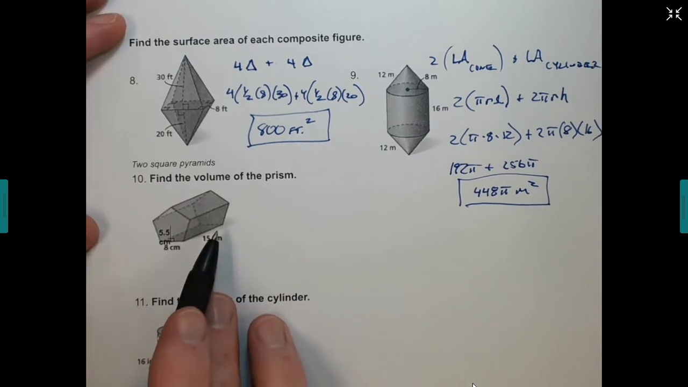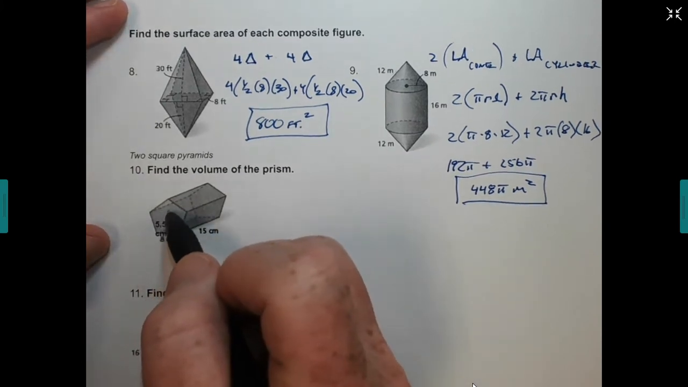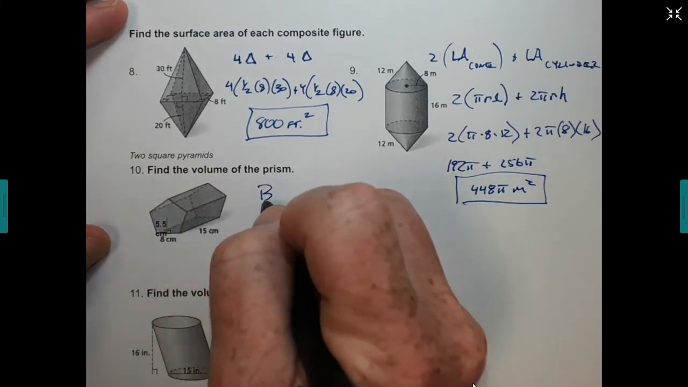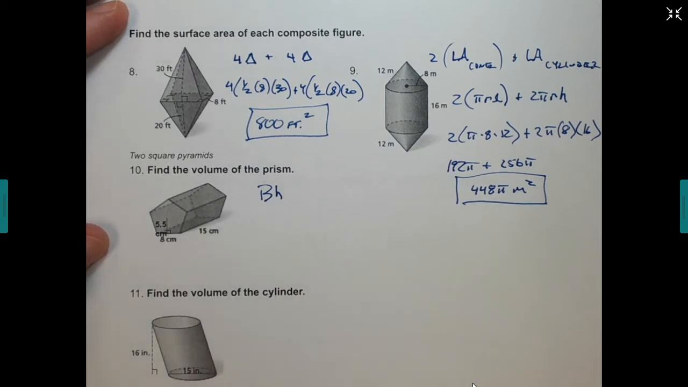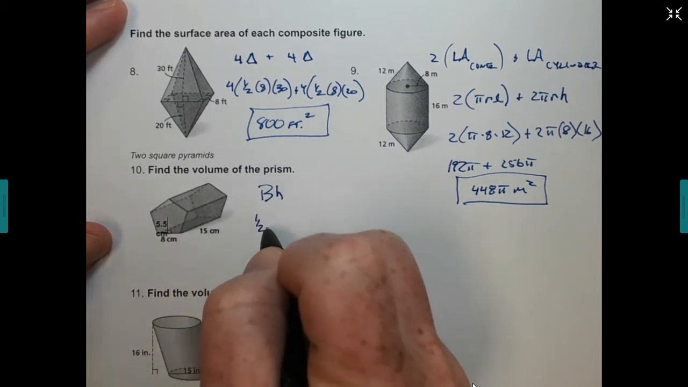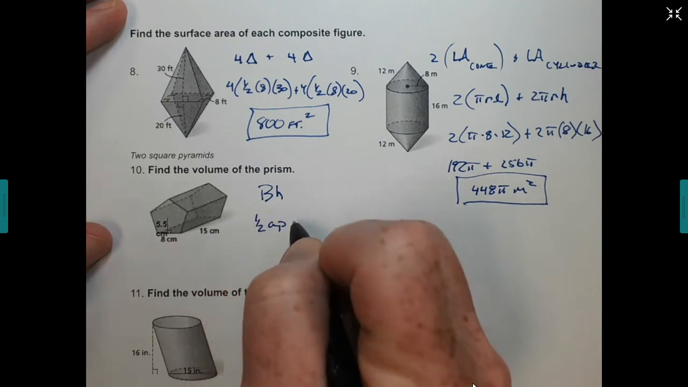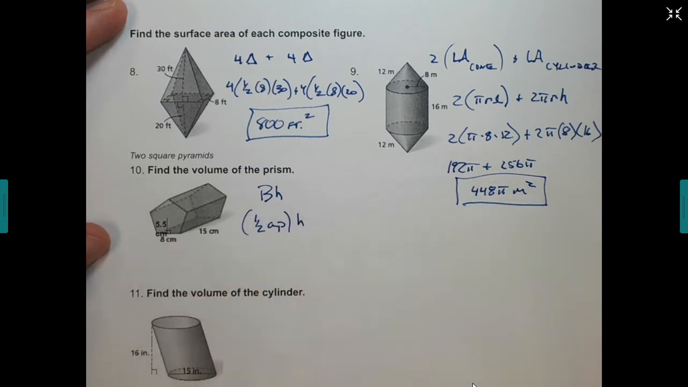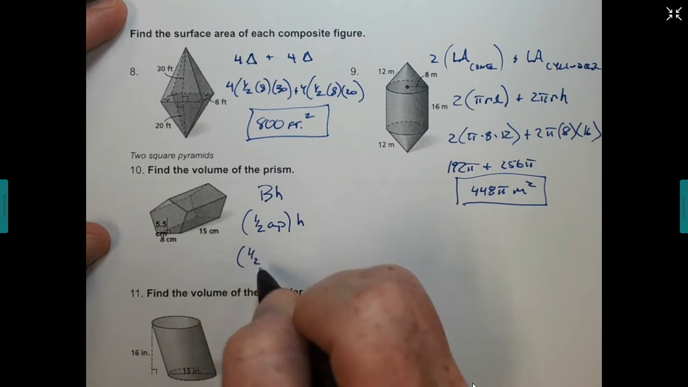Okay, volume of a prism. I'm going to need to find the area. Volume of a prism is area of the base times the height. But this is tricky. The base is actually the pentagon. So I got to do 1/2 AP times height. Well, let's see how much of that information I got.